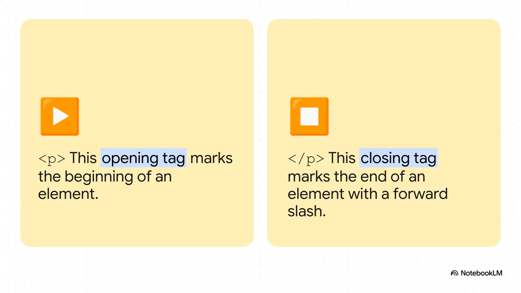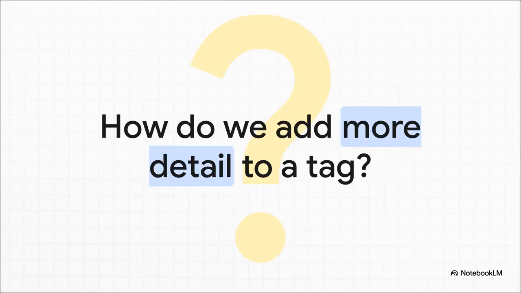Now, a really key thing to get is that tags almost always come in pairs. You have an opening tag, like this <p>, which tells the browser, okay, a paragraph starts right here. And then you need a closing tag, </p>, with that little slash to say, and the paragraph ends here. It's like putting bookends on your content. Okay, so a tag tells us what something is. A paragraph, a heading, whatever.